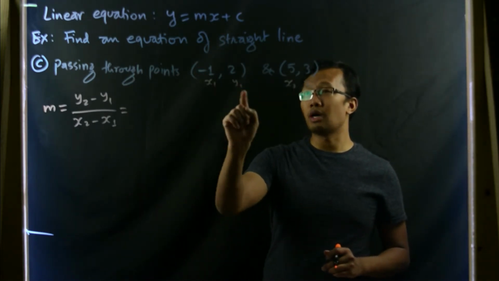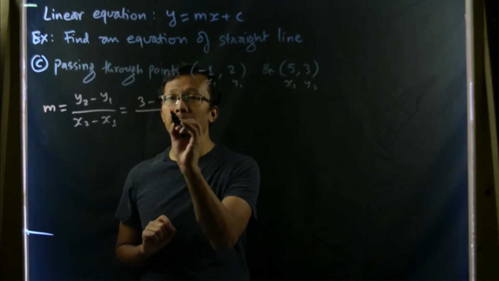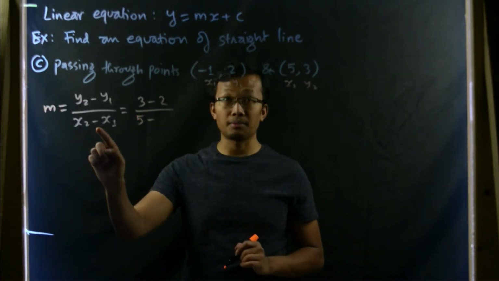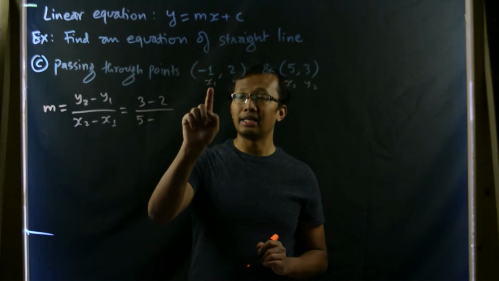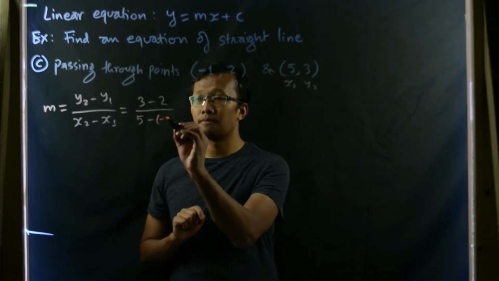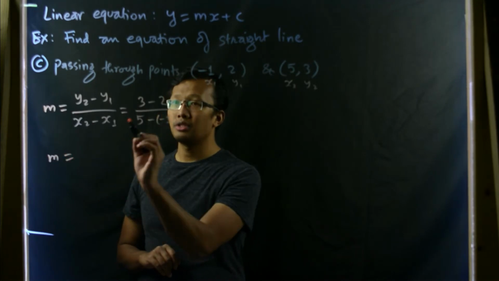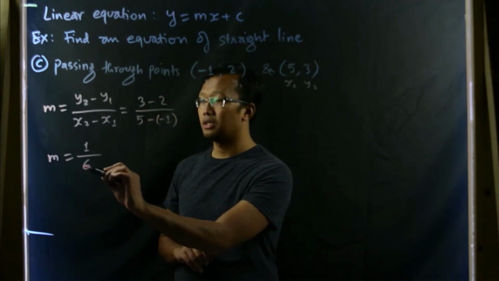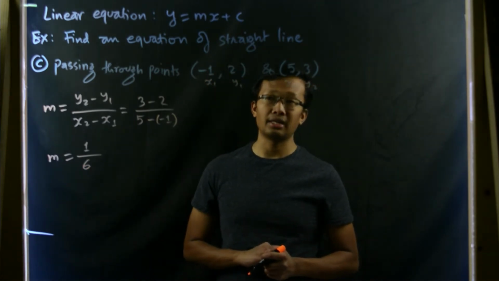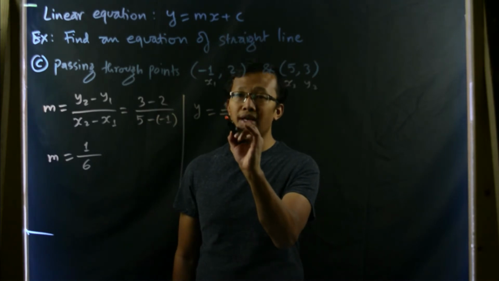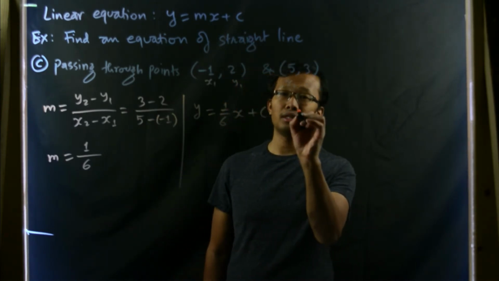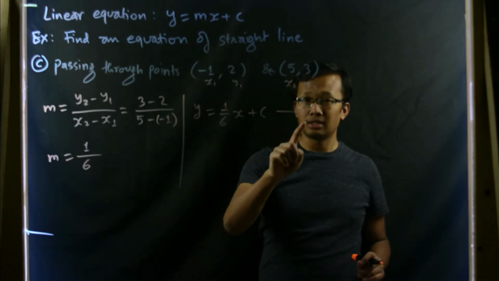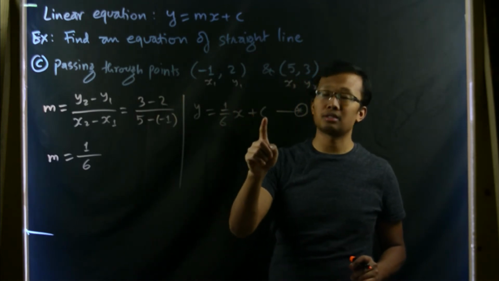So y2 is 3, y1 is 2: 3 minus 2. x2 is 5, minus comes from the formula, and x1 is -1. We will be getting m equals (3 minus 2) is 1, (5 minus -1) that's 6. So 1/6 is the slope of this straight line. y equals 1/6 of x plus c. Okay? If you plug in this value in the equation y equals mx plus c, then we will be getting this equation, y equals 1/6 x plus c.